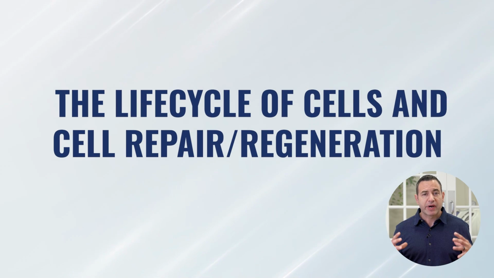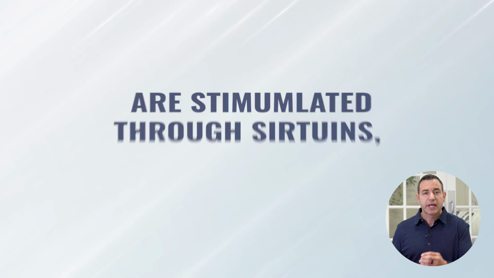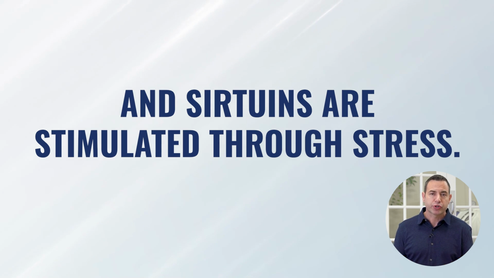And sirtuins play a very specific role in cellular processes like, should the cell replicate or not? Should it become dormant and senescent? Should it actually kill itself to make room for a new cell or a stem cell to migrate in? Should it repair itself? Should it repair its DNA? Should it repair its epigenome and genetics? Should it repair its cell membrane? All of the different details around life cycle of a cell and the repair and regeneration of cells and tissues are ultimately stimulated through sirtuins, and sirtuins are stimulated through stress.